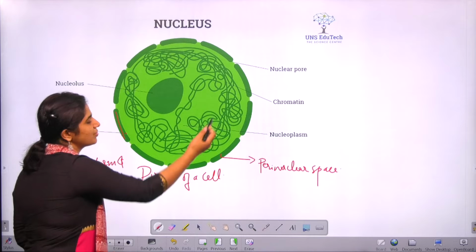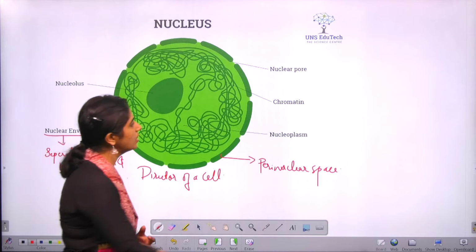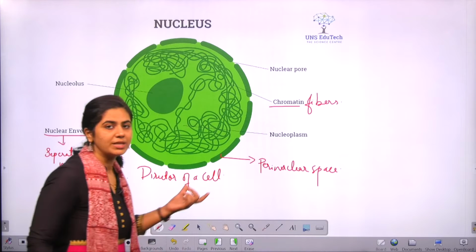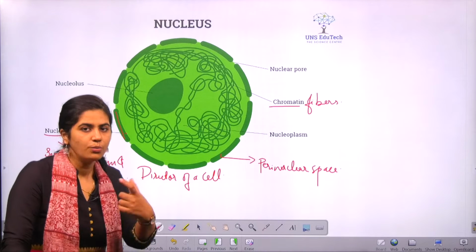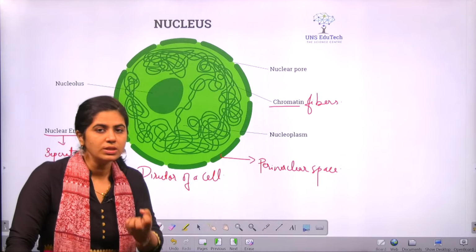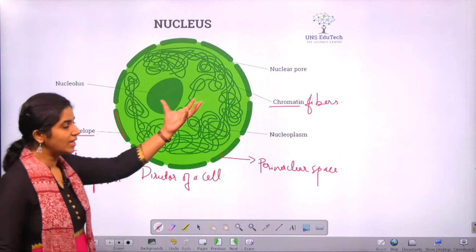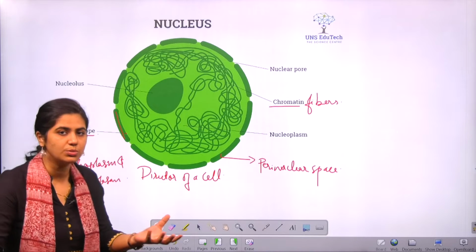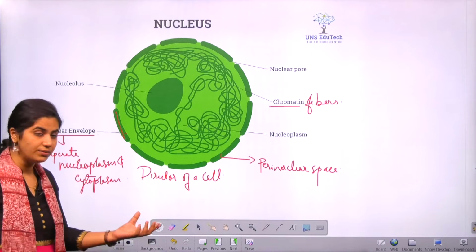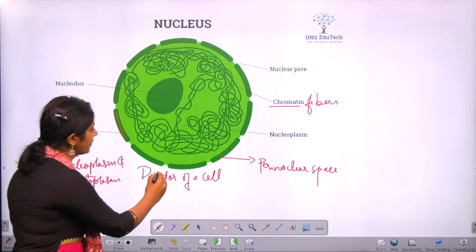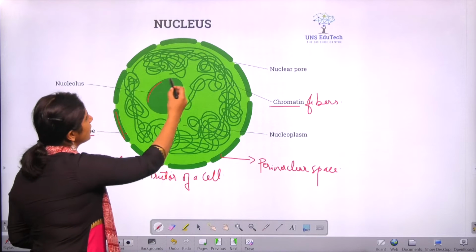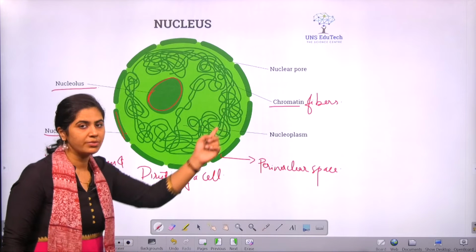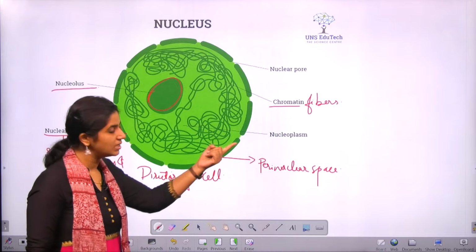Now let's go inside the nucleus. We can see thread-like structures. These thread-like structures are called the chromatin or chromatin fibers. These chromatin fibers contain the genes and chromosomes which control the cell activities, right? That's why it's called the director of the cell. Now what else? This condensed structure is called the nucleolus.